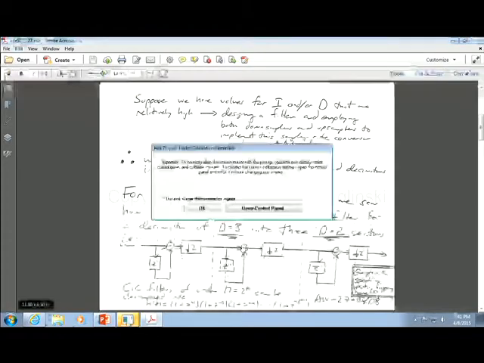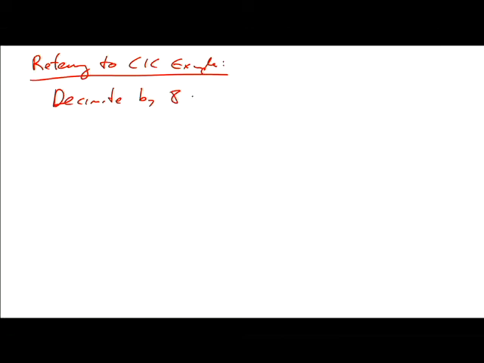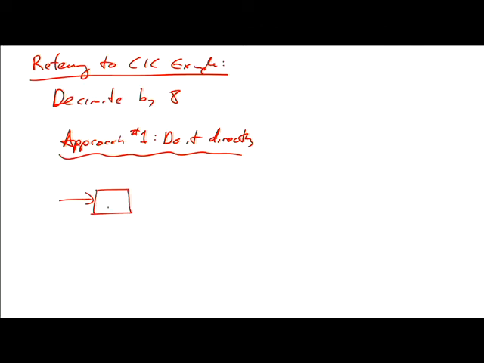Let me actually do an example. Referring to the CIC example, let's say I want to downsample by 8, decimate by 8. There are several ways I can do it. Approach 1: do it directly. What I can do is filter, h of n, and then downsample by 8. What does the filter's characteristic need to be in order to prevent aliasing? It's got to be 1/8 of the spectrum.